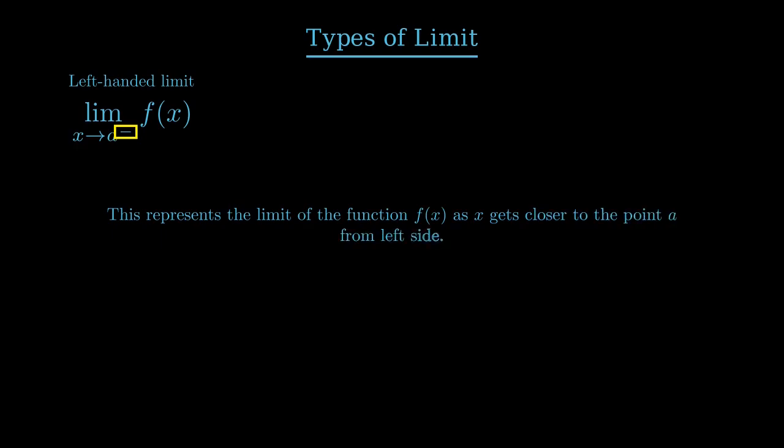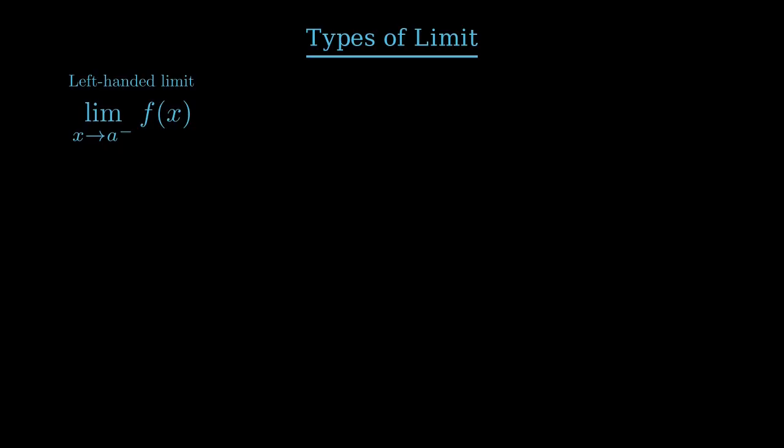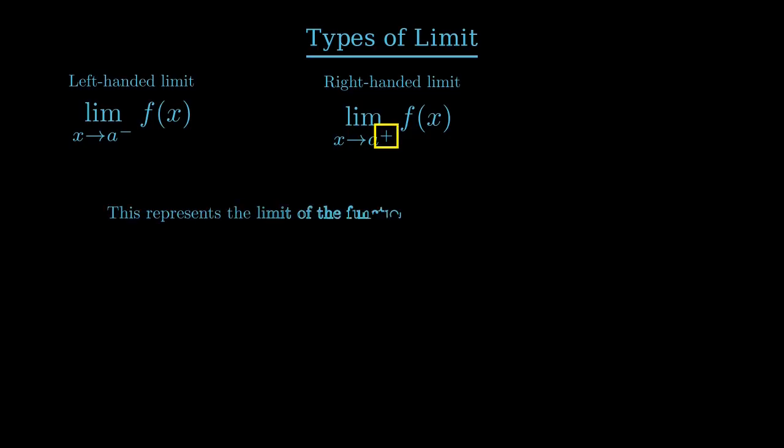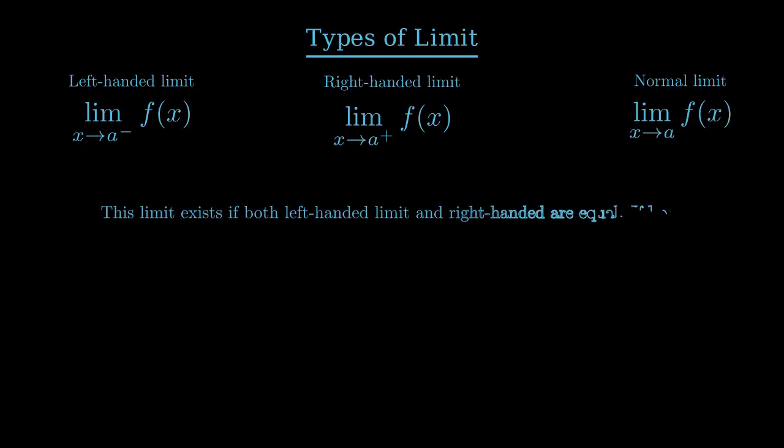Now, let's discuss different types of limits. The first one is the left-handed limit. Notice the negative sign over a. This represents the limit of the function as x gets closer to the point a from the left side. The second one is the right-handed limit. Notice the positive sign over a. This represents the limit of the function as x gets closer to the point a from the right side. The third one is the normal limit. This limit exists if both left-handed and right-handed limits are equal. If both the limits are different, this will not exist.